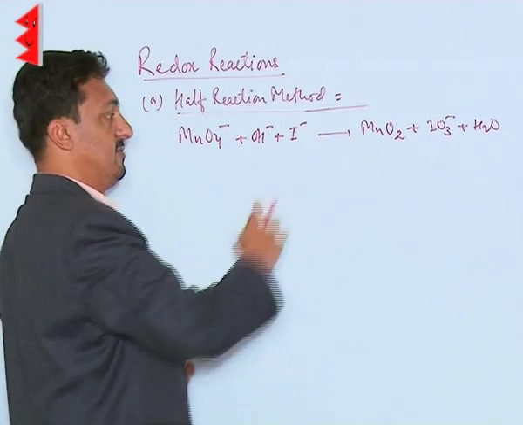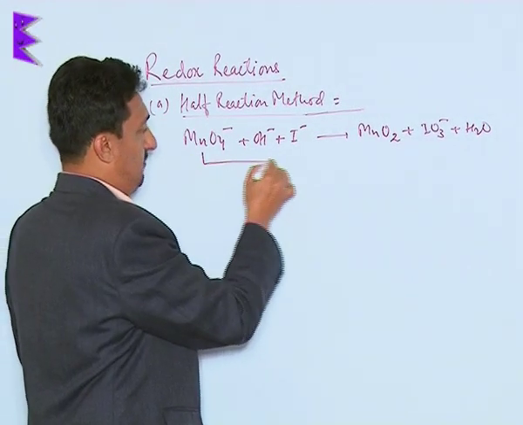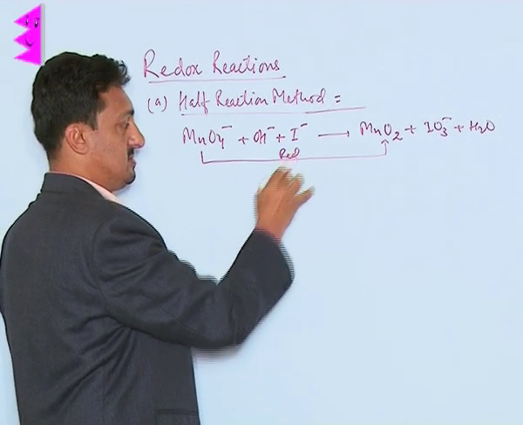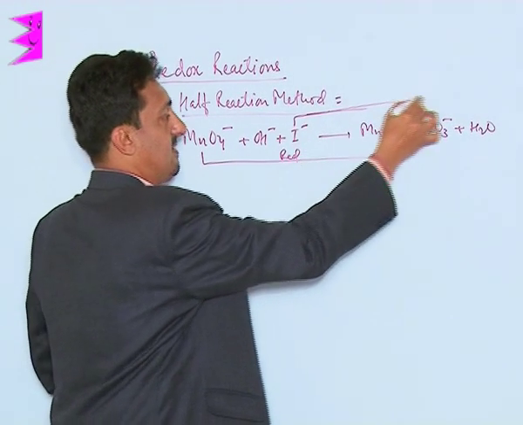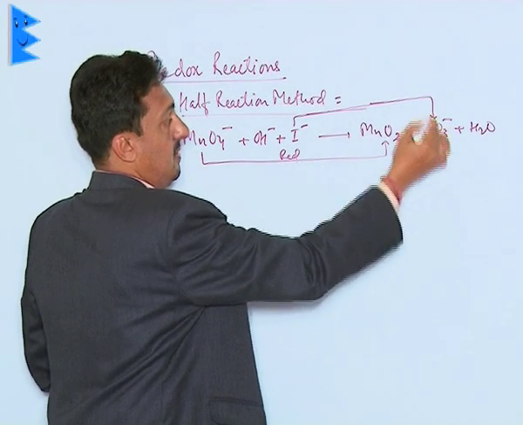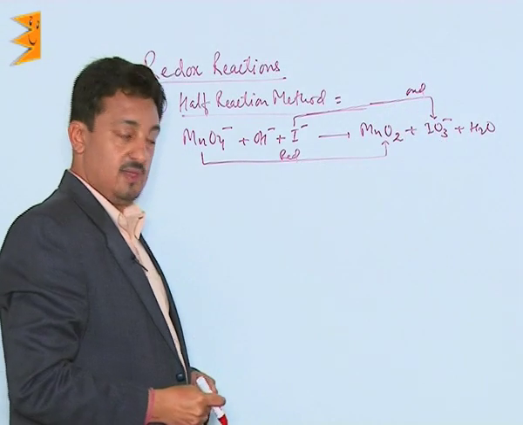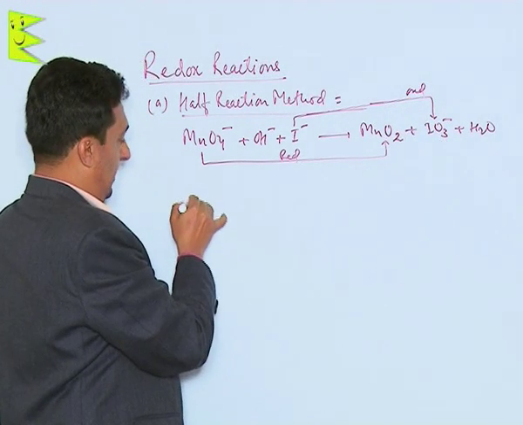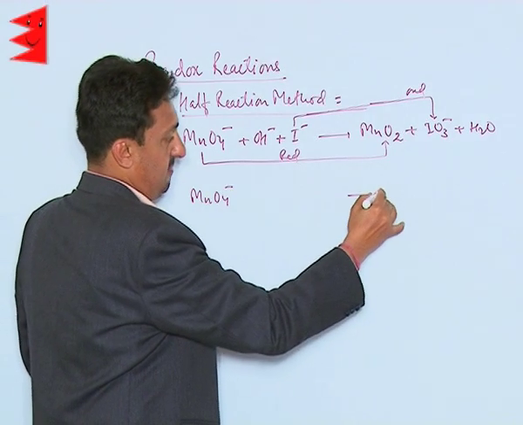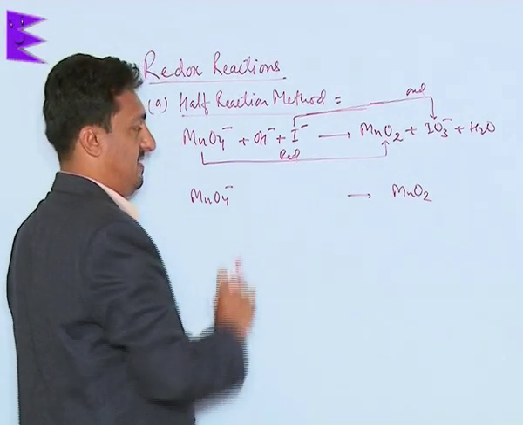Itself gets reduced to MnO2. So your permanganate ion is changing into MnO2, so it is getting reduced. I minus is getting what? Oxidized to iodate ion, so it is undergoing oxidation. We can write the two half-reactions as MnO4 minus changing into MnO2. This is the first half.